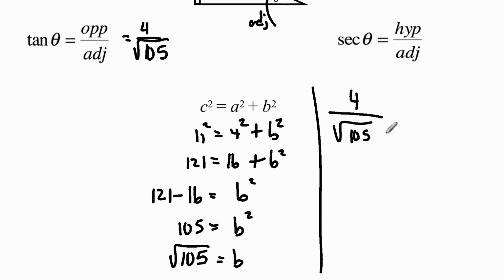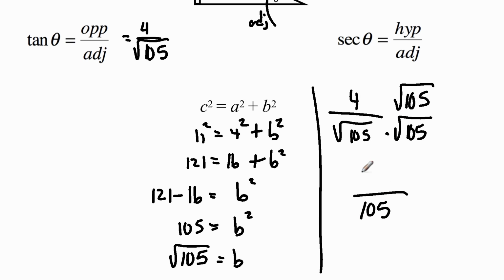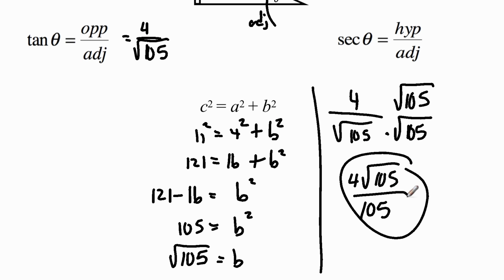Just to fix that, what you do is multiply the top and bottom by the same thing, whatever this is. So root of 105 times the root of 105, the square roots cancel. And so on the bottom, I'm just left with 105, no square roots. And on the top, I have 4 root 105. So that would be this answer expressed a little bit differently without a square root on the bottom. We call that rationalizing the denominator.